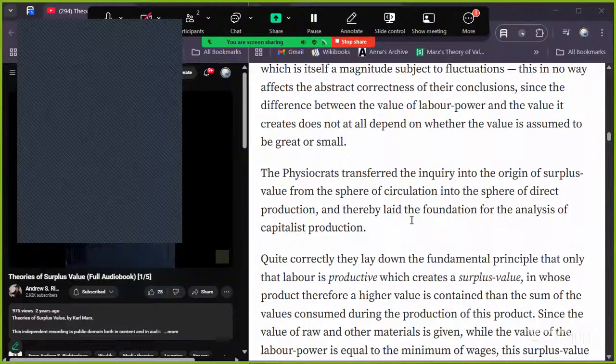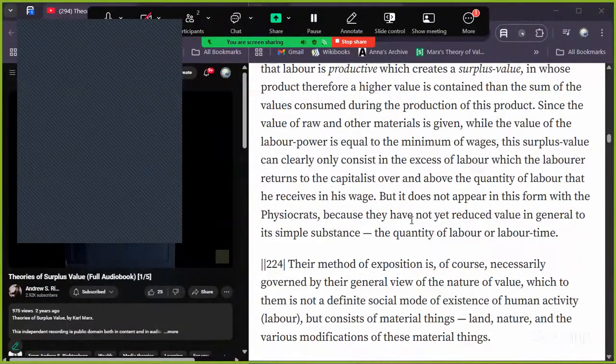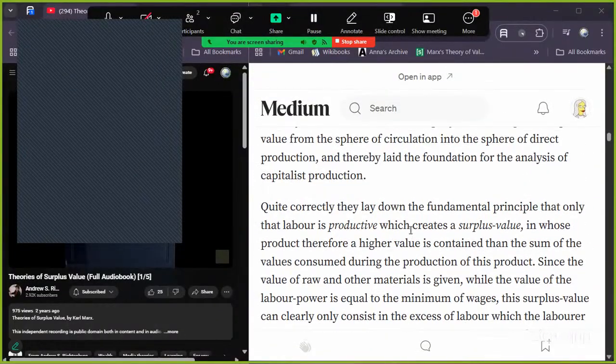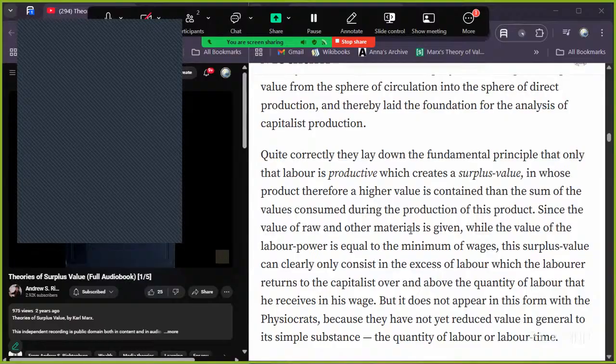The physiocrats transferred the inquiry into the origin of surplus value from the sphere of circulation into the sphere of direct production, and thereby laid the foundation for the analysis of capitalist production. Quite correctly, they laid down the fundamental principle that only that labor is productive which creates a surplus value, in whose product, therefore, a higher value is contained than the sum of the values consumed during the production of this product.